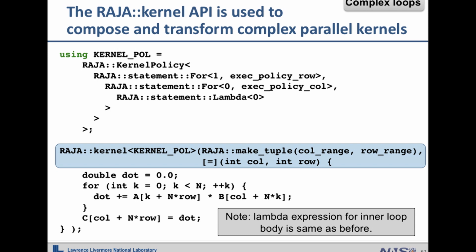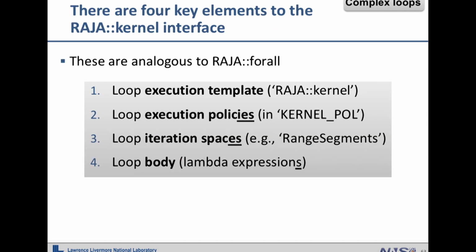But the punchline so far is that it's all in one construct, and for this example, the lambda expression for the inner loop is the same as what it was in the previous slide where we nested the for alls. You'll recognize that it's very similar to the for all stuff. There are four basic elements. You still have a loop execution template, in this case kernel, not for all. We have loop execution policies; the kernel policy is going to compose these policies in a way. Basically, you prescribe a policy for how you want each level of the loop nest to be executed. You have loop iteration spaces, one for each loop level. They're just range segments here. And then you have a body, which could be multiple lambda expressions. So the concepts are all the same.